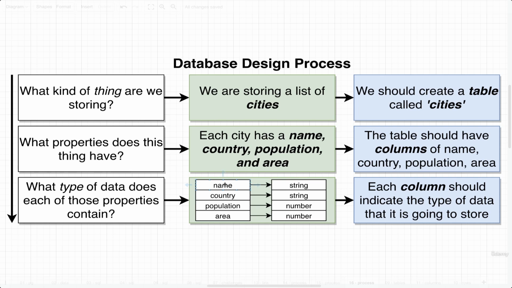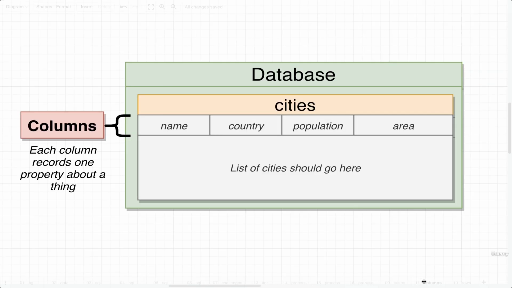And then finally, we say that each of those different columns are going to store a very specific kind or type of information. So name and country are going to store strings, and population and area are going to store numbers. We'll see where we are going to use that information in just a moment.